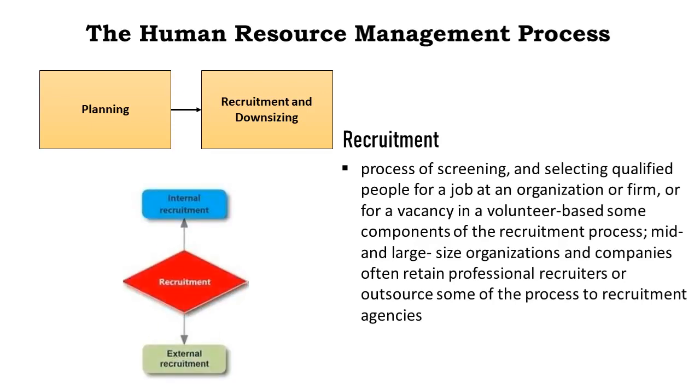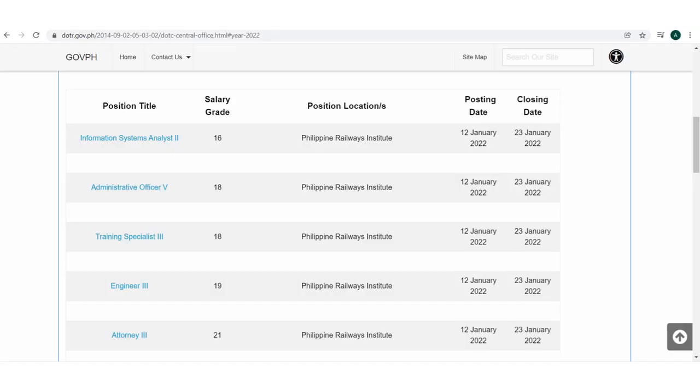Now, recruitment may be an internal recruitment, which could mean some promotions for the existing employees, or an external recruitment wherein new employees are hired. An example of how we start our hiring process in the government, like at the DOTR, we post our vacancies at our website. So this is an example of job vacancy postings.